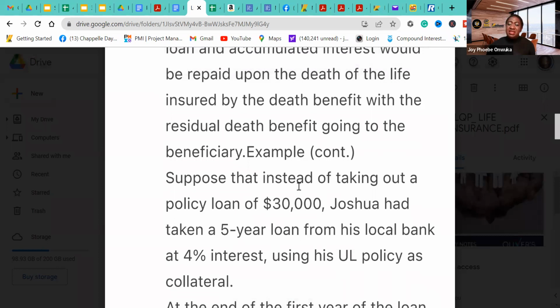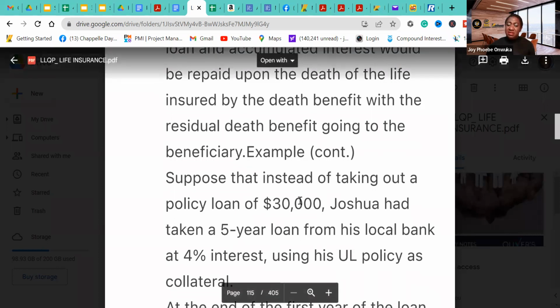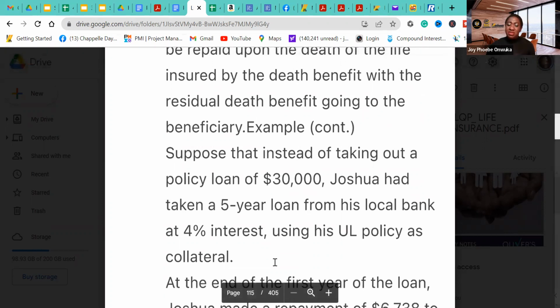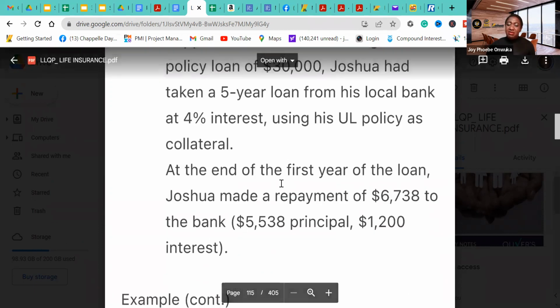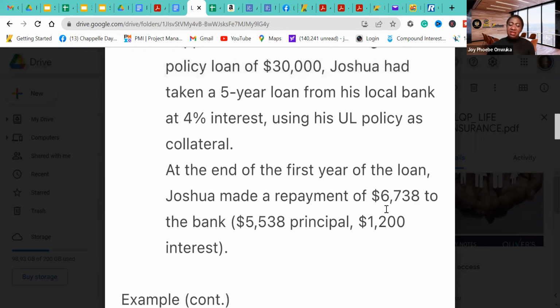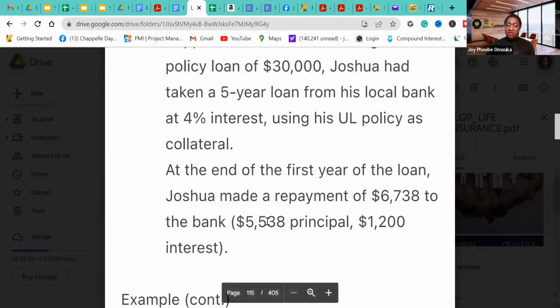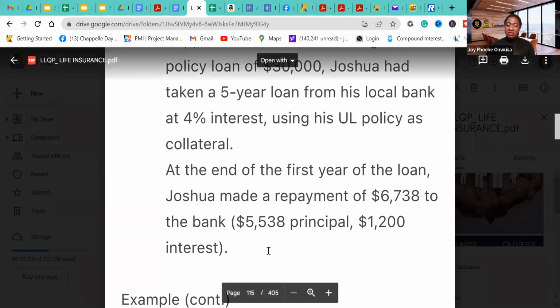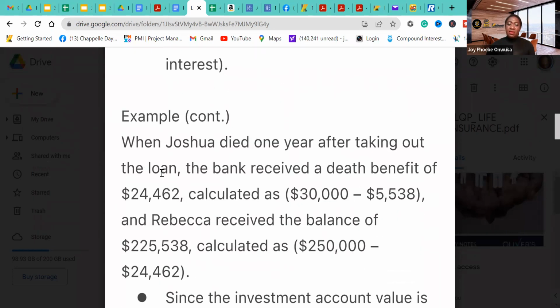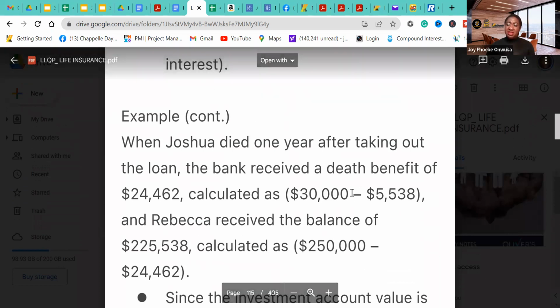Example, suppose that instead of taking out a policy loan of $30,000, Joshua had taken a 5-year loan from his local bank at 4% interest, using his UL policy as collateral. At the end of the first year of the loan, Joshua made a repayment of $6,738 to the bank, which is $5,538 principal, $1,200 of interest. Okay?